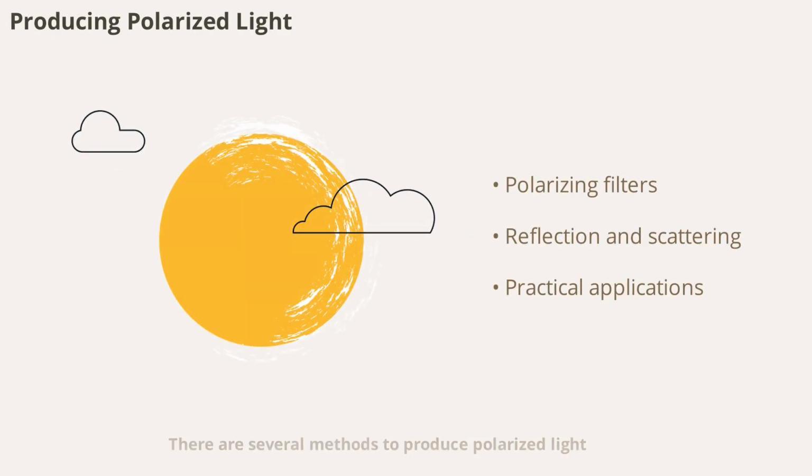There are several methods to produce polarized light. The most common include passing light through a polarizing filter, reflection from nonmetallic surfaces, and scattering by small particles. Each method selectively blocks or transmits certain orientations of the electric field, resulting in polarized light. These techniques are widely used in photography, sunglasses, and scientific instruments.